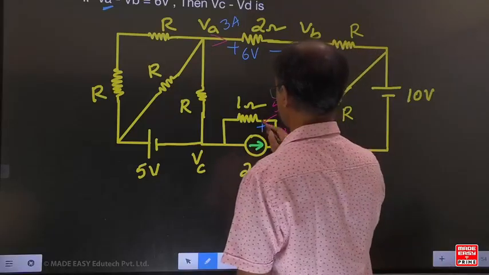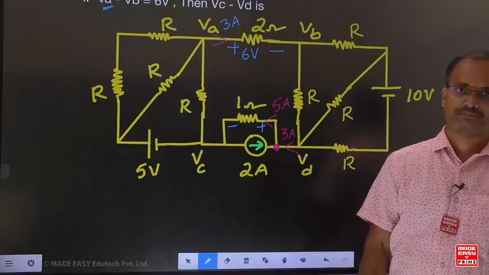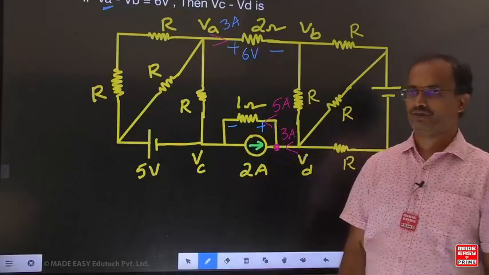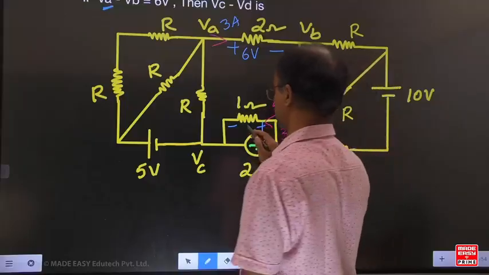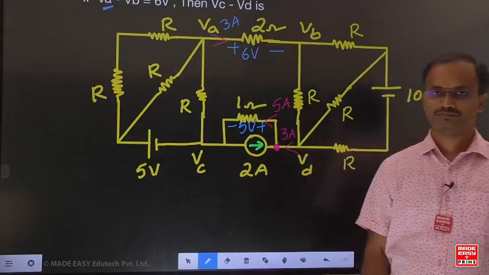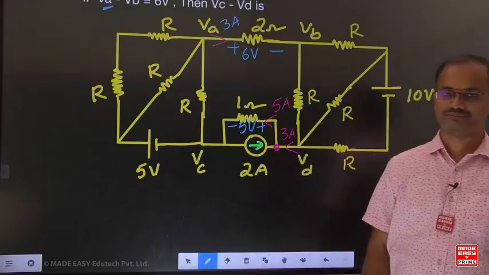Wherever the current is entering, that is positive, and the other one is negative. Here the current is 5 amperes, the resistance is 1, so how much is the voltage? 5 volts.